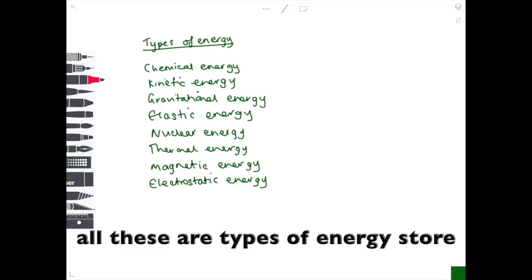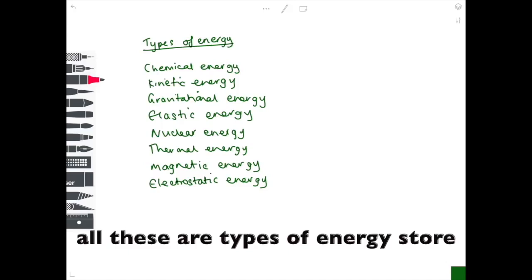Because this is the energy associated with those reactions. So remember the fuel, uranium-235, which you do need to know, that is a huge store of nuclear fuel and therefore nuclear energy. Thermal energy, as the name suggests, is to do with heat. Anything that has gone hotter has gained thermal energy, so a hot cup of tea, for example.